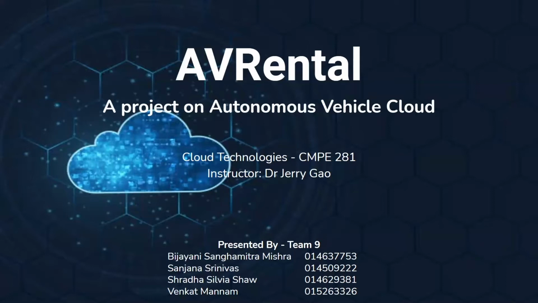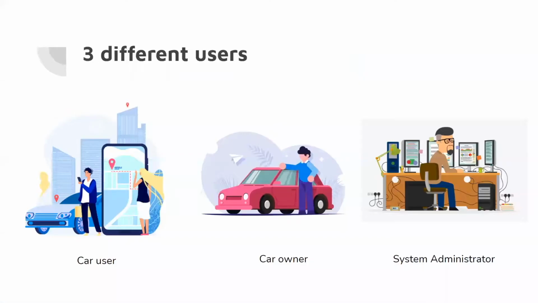This application has three users. One, a car user who books an autonomous car to commute. Two, a car owner who owns the autonomous car. And three, a system admin who manages and helps in improving the application.